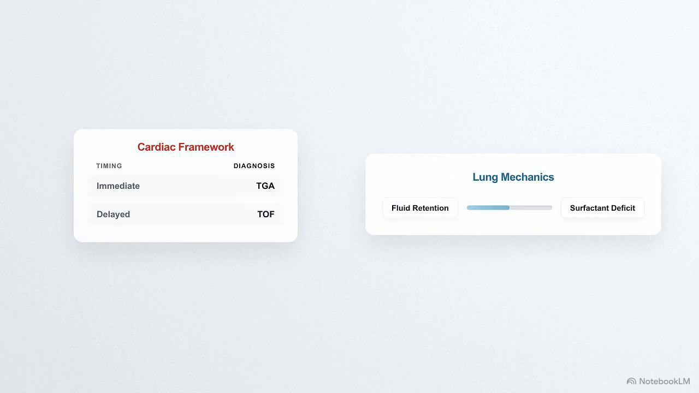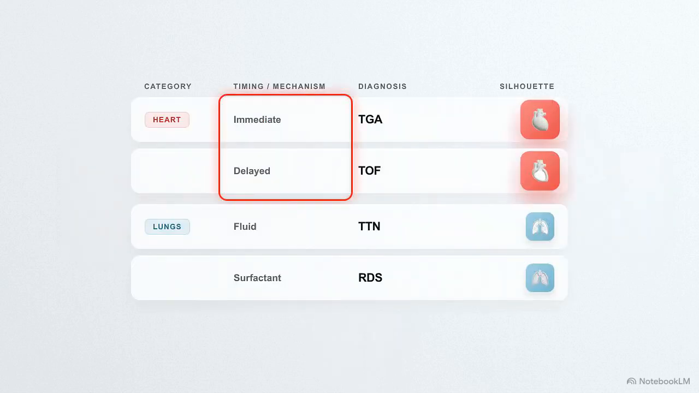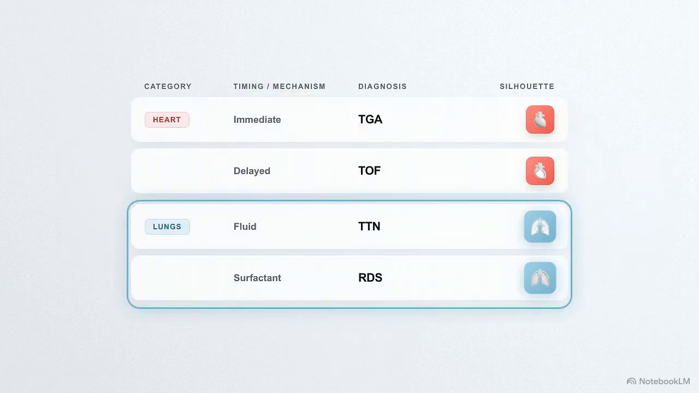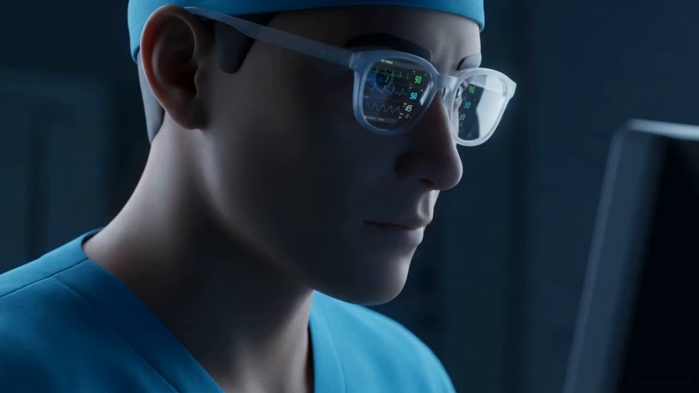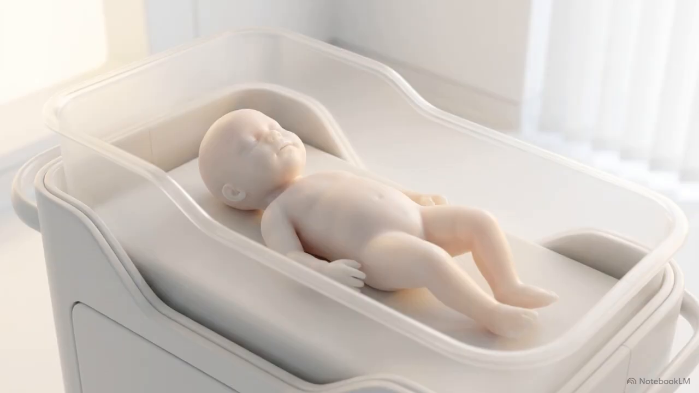This master matrix combines our frameworks. Use the timeline to divide cardiac plumbing issues into immediate or delayed, and match lung mechanics to the precise radiographic silhouette. Clinical mastery is achieved by applying first principles physics and mechanics to cut through the noise and save a life.